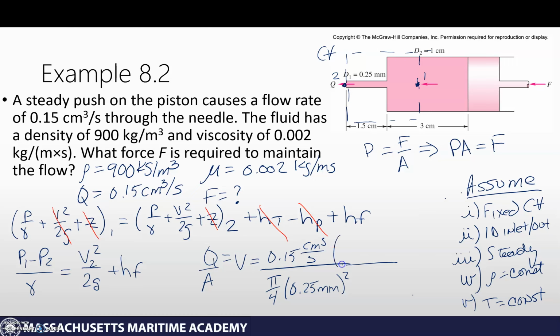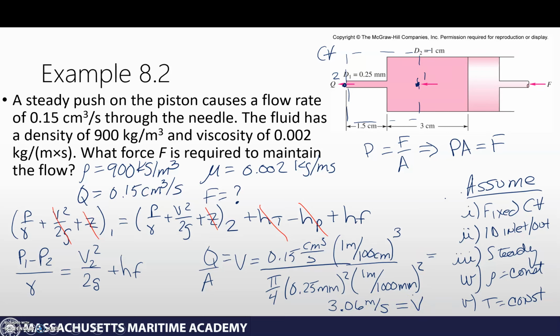So how do I do that? I have 1 meter is 100 centimeters, and I will cube that. And down here I've got 1 meter is 1,000 millimeters, and I'm going to square that. So if I calculate that out, what do I end up getting? I will get 3.06 meters per second is my velocity.